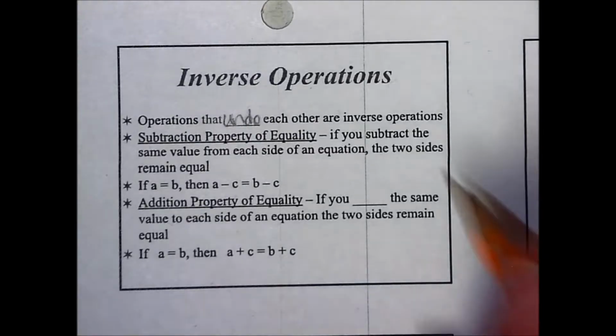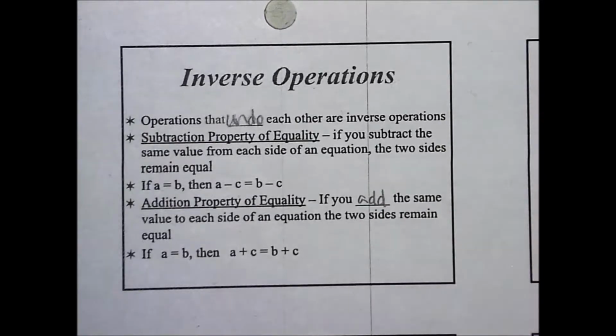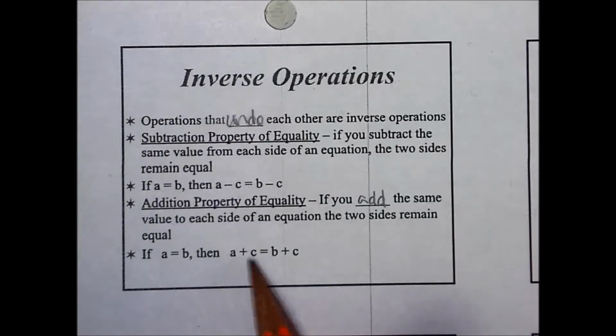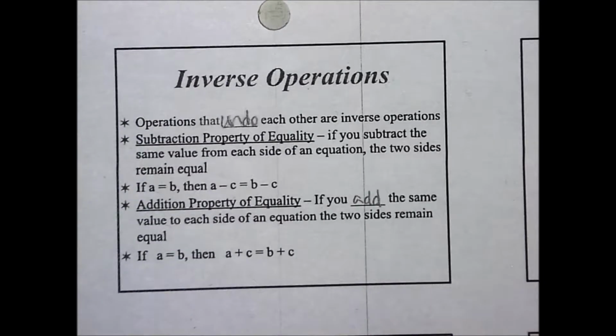This property is also true with addition. In the addition property of equality, if you add the same value to each side of the equation, the two sides will remain equal. So if A equals B, then A plus C will equal B plus C. So as long as I'm adding or subtracting the same thing to both sides, my equation remains balanced.